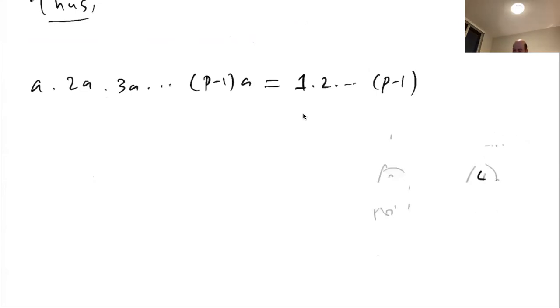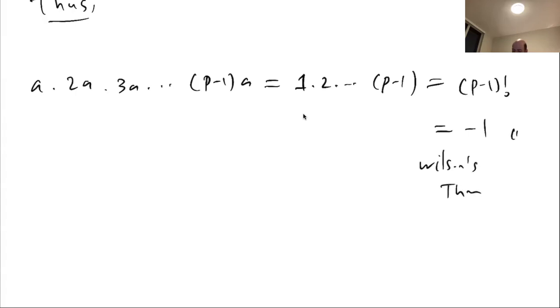Now, p minus 1 factorial is what? The right-hand side, 1 times 2 times all the way to p minus 1, is p minus 1 factorial, which is equal to minus 1 by Wilson's theorem. Again, it's in Zp.